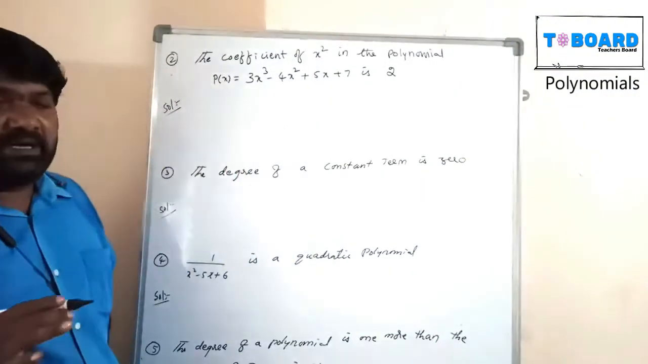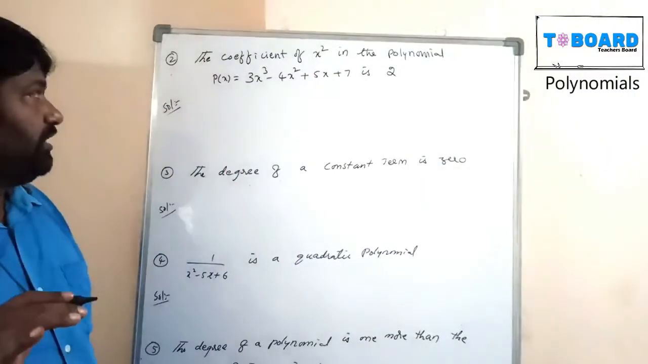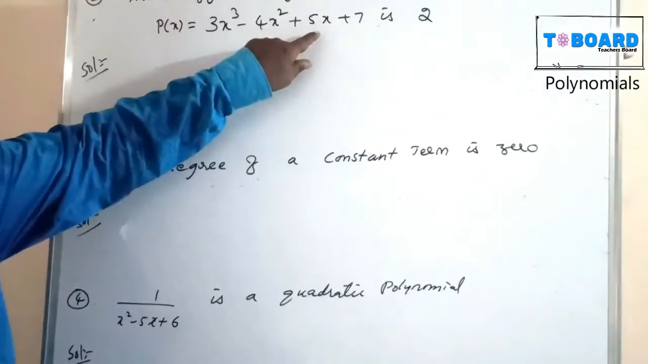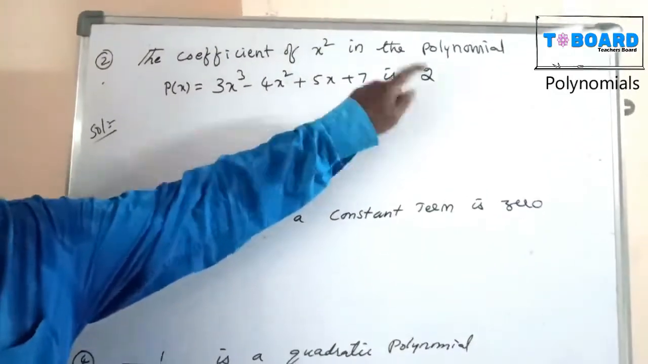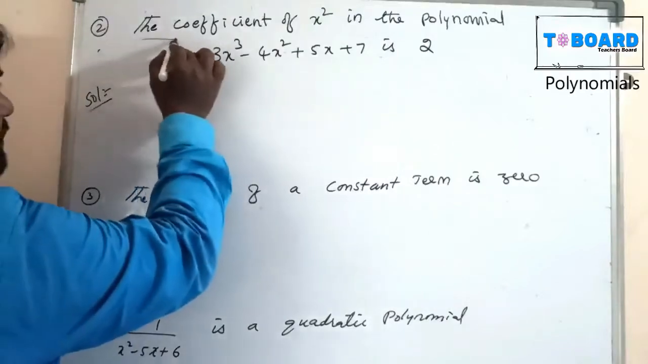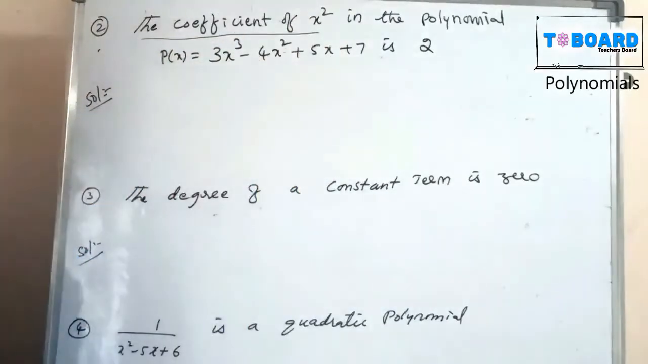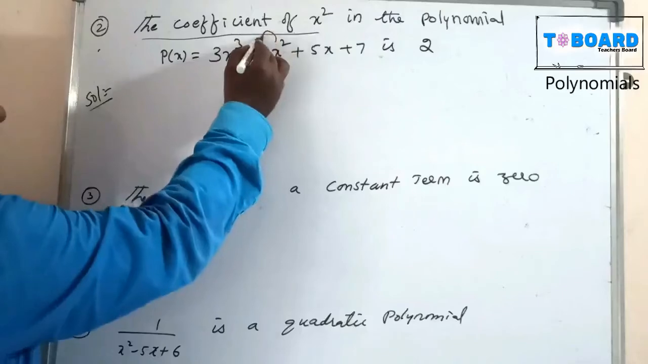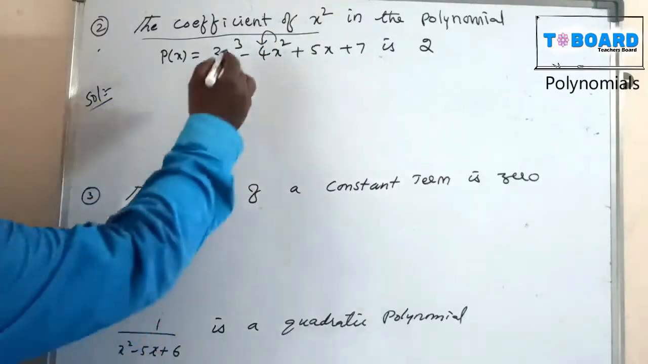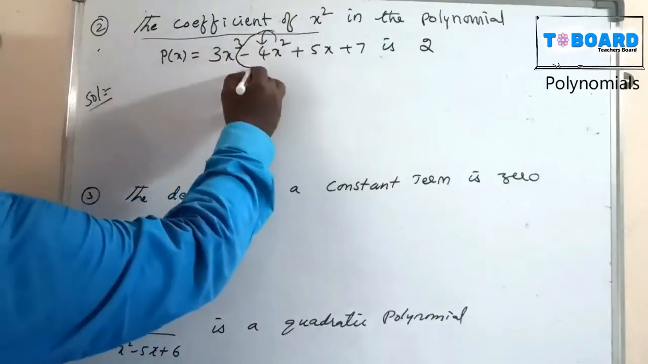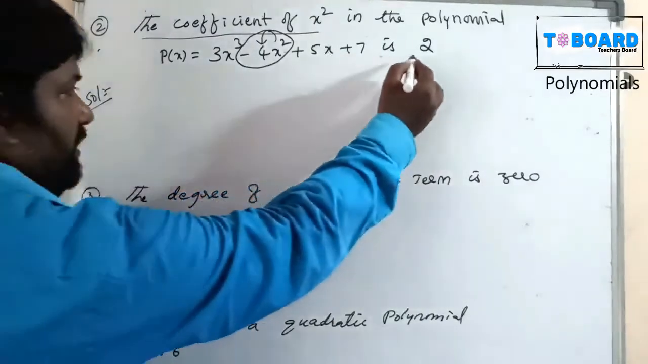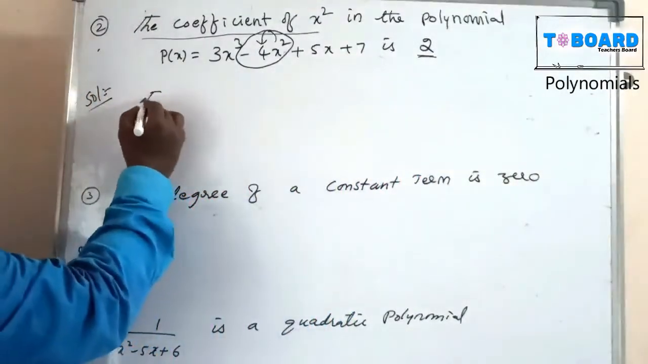The coefficient of x square in the polynomial p of x equals 3x cube minus 4x square plus 5x plus 7 is 2. Is it true or false? What is given? The coefficient of x square is given. How much is the coefficient of x square in the given polynomial? Minus 4, here. But what is given? 2 is given. So it is false.